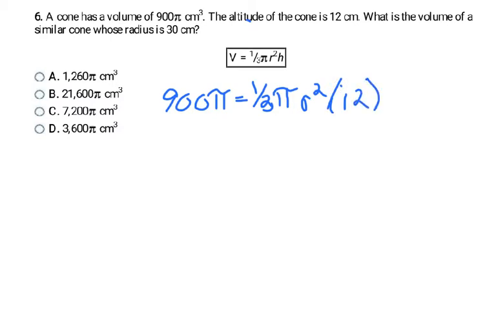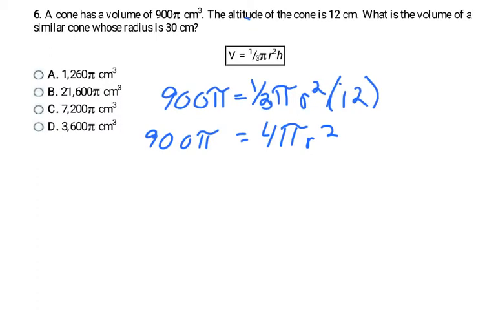So then I'm going to go ahead and take 1/3 times 12, which is 4, just to make this side a little bit neater. So I have 4 pi r squared, and that's equal to 900 pi. Then I'm going to go ahead and divide both sides by 4 pi, because that's what's in front of the r squared. That's what's being multiplied by the r squared. So they all cancel, and then these pi's also cancel.